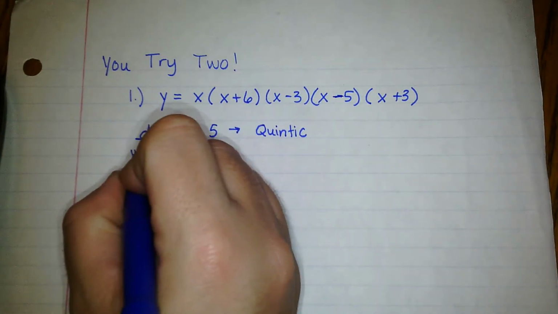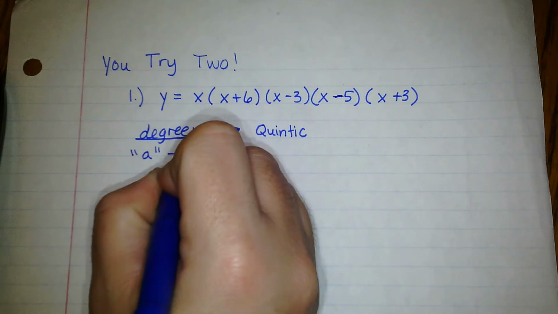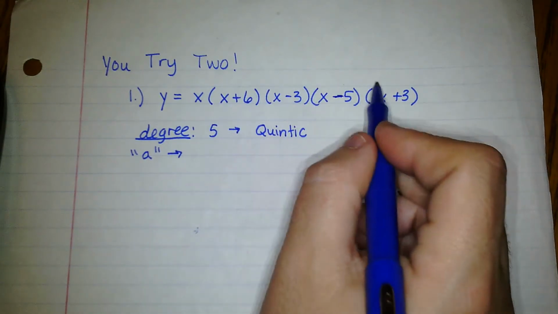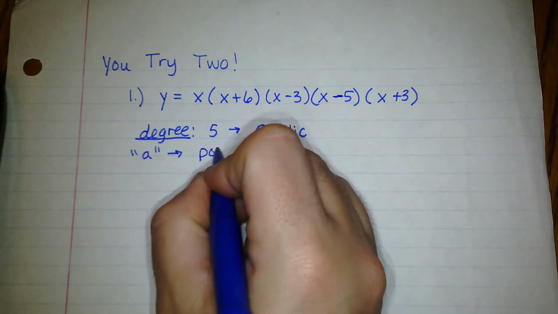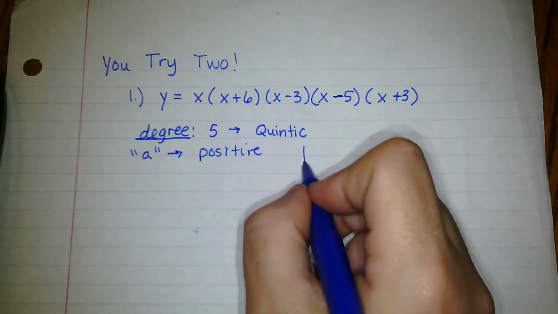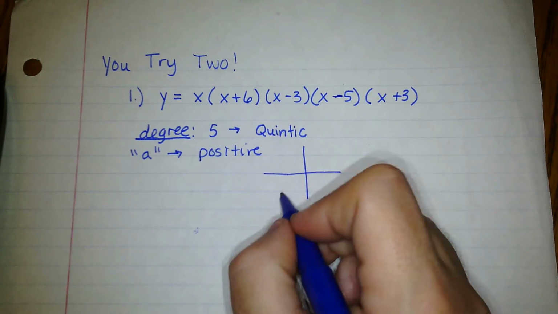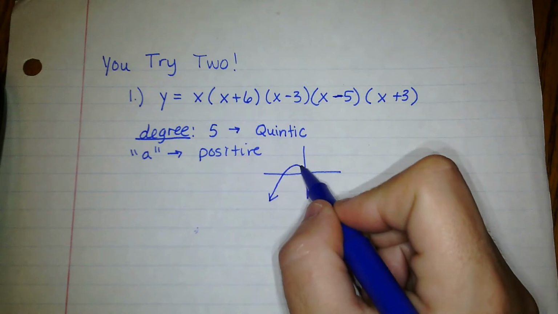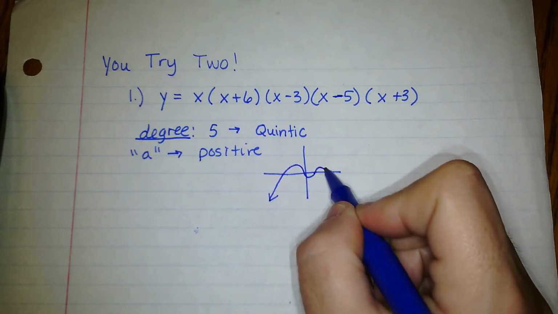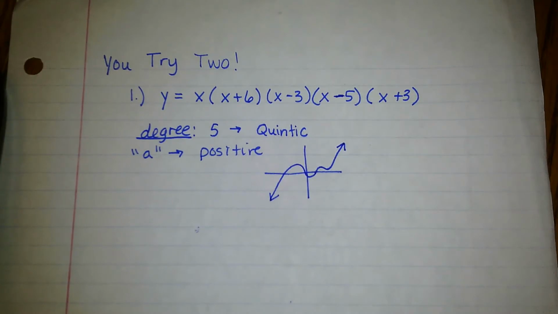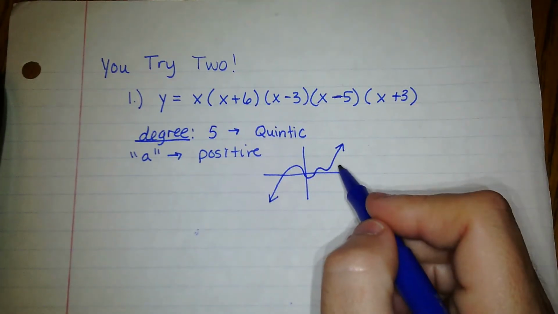Let's take a look at the A. Positive 1, positive 1, positive 1, positive 1, positive 1. It's positive. So our little lightning bolt here is going to start bottom left, squiggle in and around, and then go top right. So there is going to be some wiggle in here.